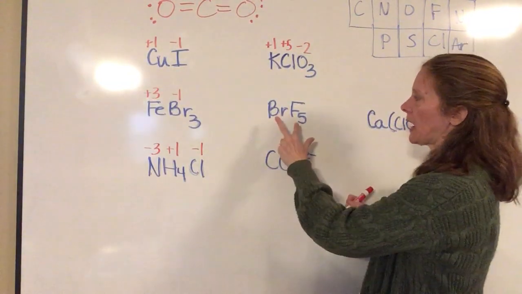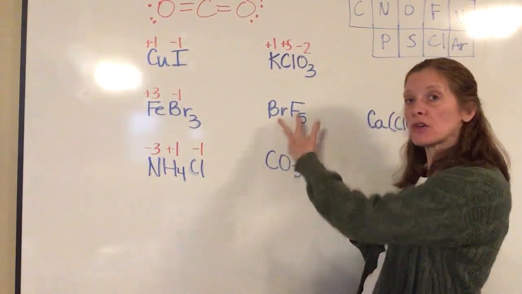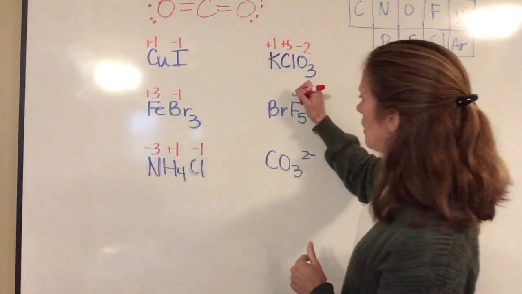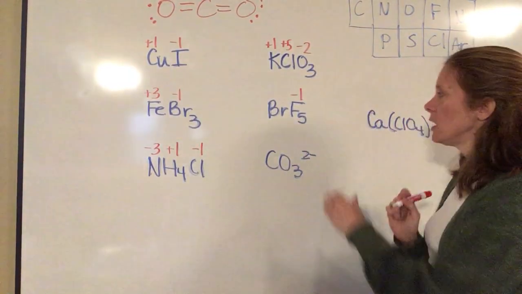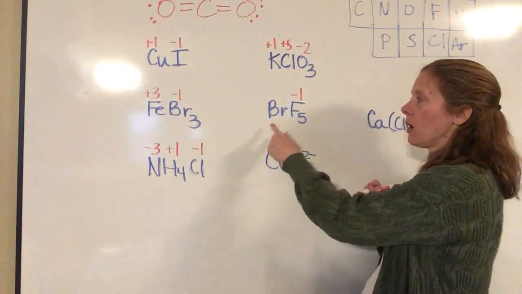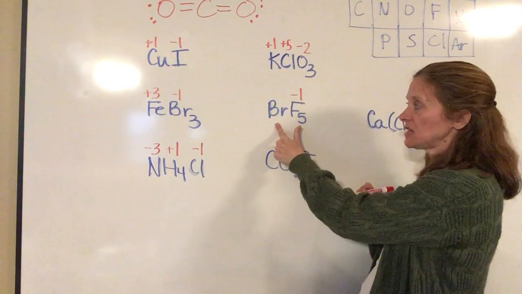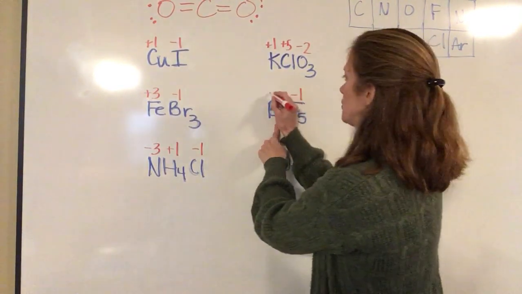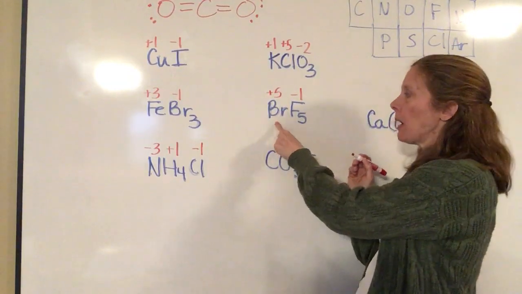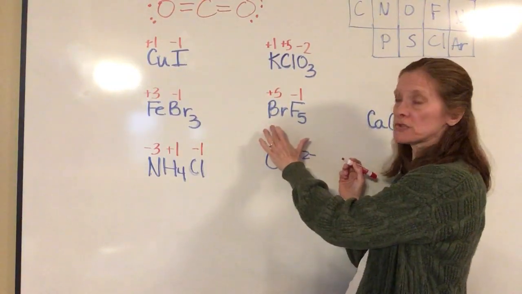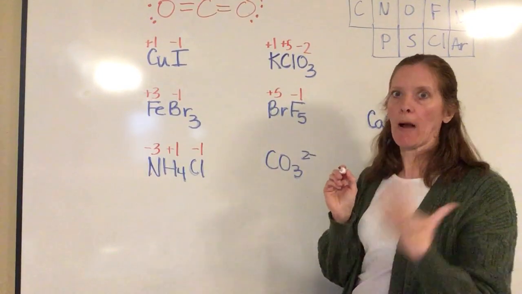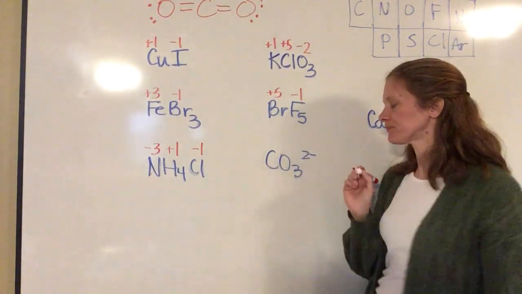Okay, let's look at BrF5. This is another similar example. We know that fluorine always has a charge of -1, so that means that 5 times -1 is a -5. Well, in order for this to add up to 0, the bromine is going to have to be a +5. It is a 7A element, but it's not going to follow the rules in this case because the fluorine rule kind of overshadows the other one, or outranks the other one.